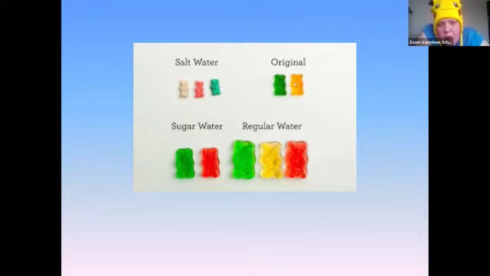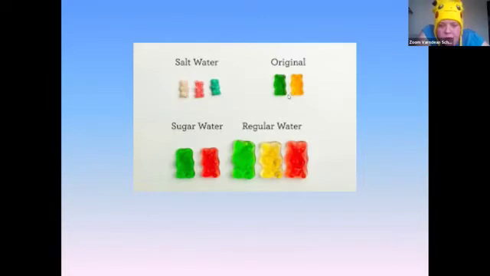Essentially, they're little sweets with gelatine in, and someone did an experiment with them. This is the original gummy bear, and they put them into some salt water, and you can see that osmosis has happened and the water has left the gummy bears. They also put them into sugar water, and they've gained shape a little bit, and then into regular water where they've expanded and taken that water in.